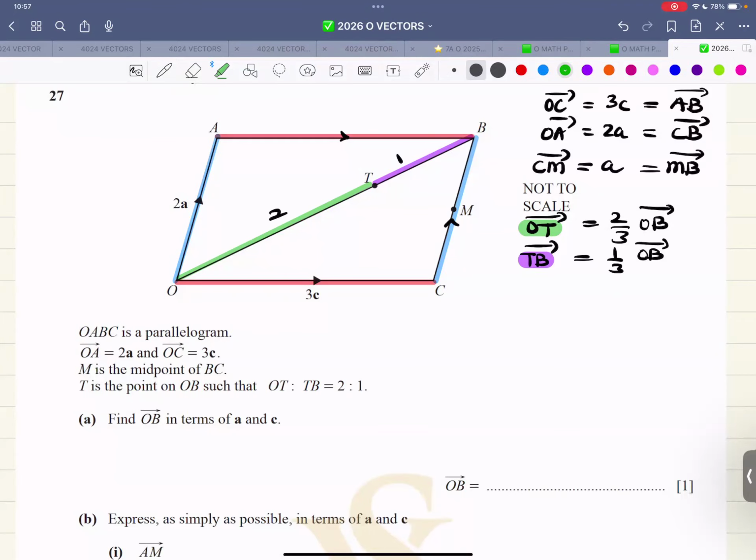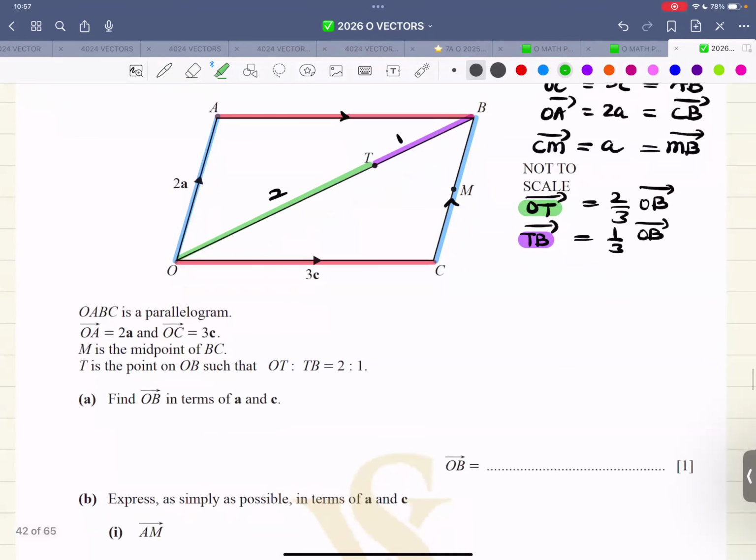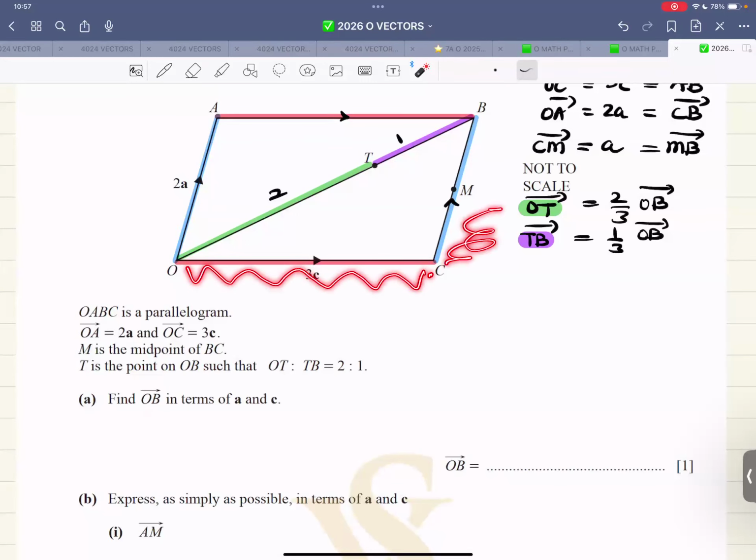Now it says find OB in terms of A and C. So now you have to devise a route. You have to go till OB. You can go from O till C and then C till B. That's the same thing as OB. Listen to me once again. O till C, you take a walk and then you go in this direction to B. Start till the end, that is OB.